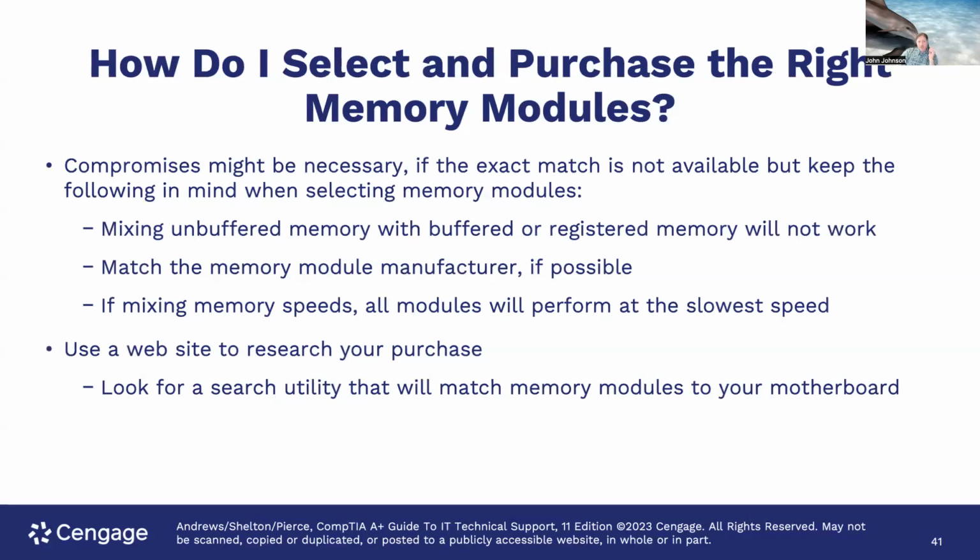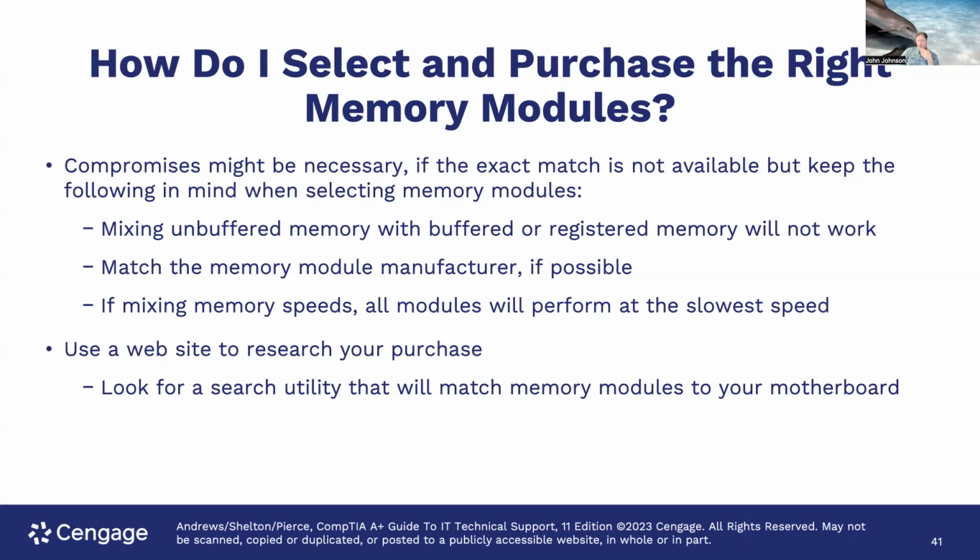Compromises might be necessary if the exact match is not available, but keep the following in mind when selecting your memory modules. Mixing unbuffered memory with buffered or registered memory will not work. As we said before, keep like with like. Match the memory module manufacturer if possible. Please do this. It will eliminate a lot of headaches if things start to go wonky later on. And if you're mixing memory speeds, all modules will perform at the slowest speed. Repeat, if mixing memory modules, all modules will perform at the slowest speed.